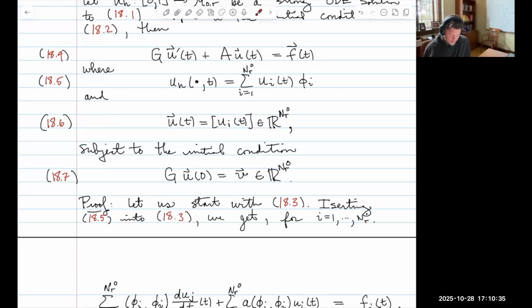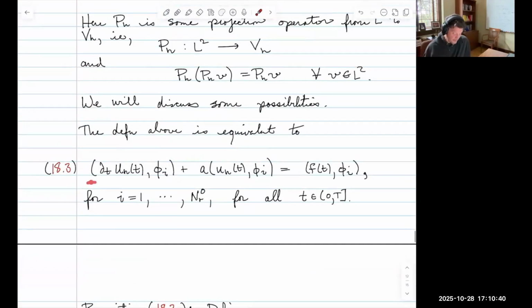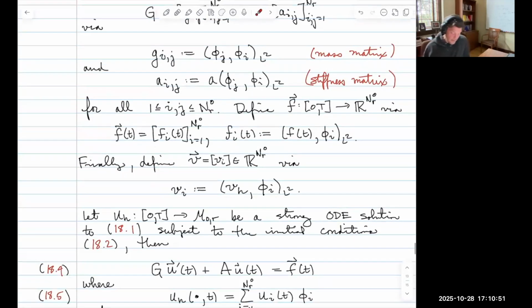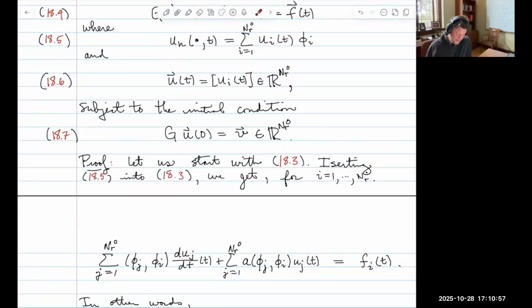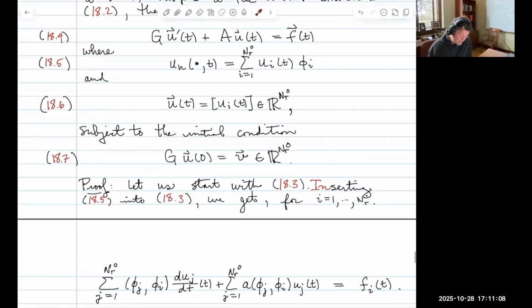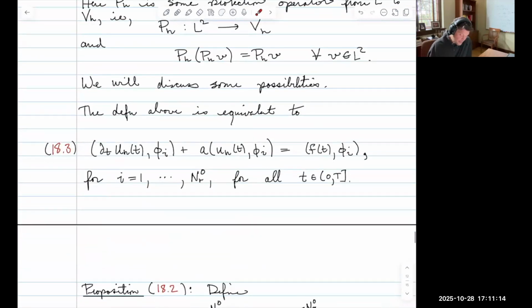Okay, so let's start with our simplified, this is what's called the Galerkin formulation, 18.3. It's simplified because I've replaced the test function, which was arbitrary before, by phi_i. Okay, that's easy enough to show that I'm allowed to do that. So we're going to start with that. We're going to insert, that should be inserting 18.5 into 18.3. So we take this expansion and we're going to put it into 18.3 and let's see what we get.